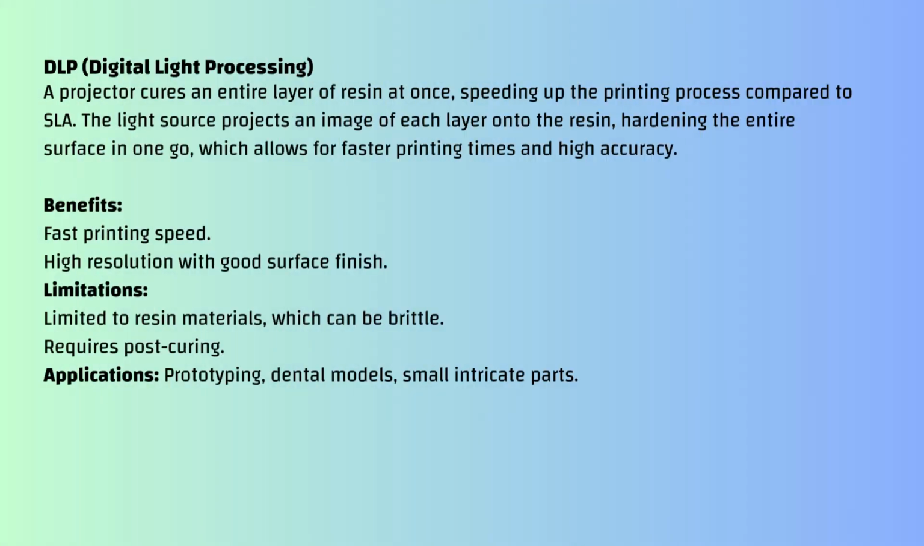Digital light processing, or DLP, is a close cousin to SLA but uses a projector instead of a laser. DLP projects a whole layer at once using a digital micromirror device, DMD, significantly speeding up the printing process. Each mirror in the DMD corresponds to a pixel in the image, giving DLP prints their characteristic crispness. This makes DLP well suited for fast production of small, highly detailed parts, such as dental aligners, hearing aids, and miniatures. The materials are similar to SLA resins, and the prints also require post-curing and support removal.